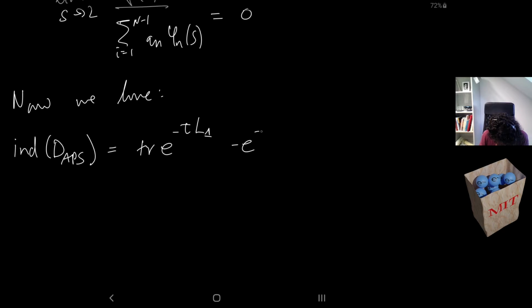Okay, so now we can compute. So now we have the following, right? As before, let's write the index of D_APS, which is equal to the trace of e to the minus tau L1 minus e to the minus tau L2, so trace L2.